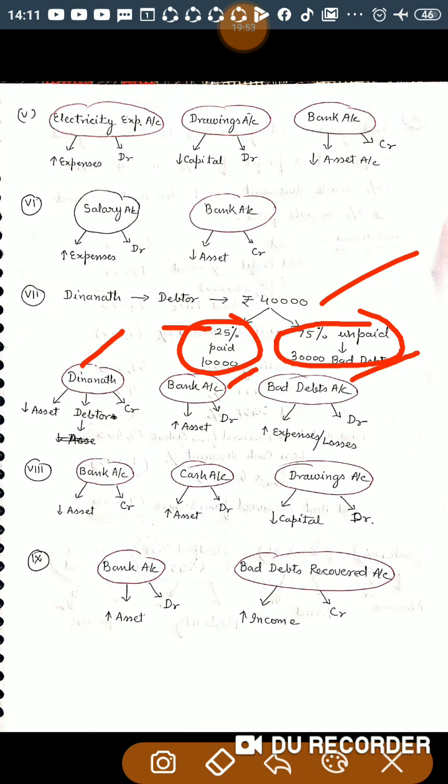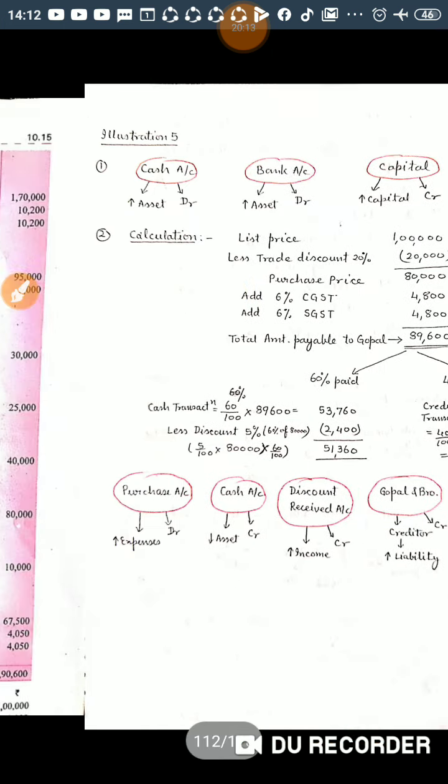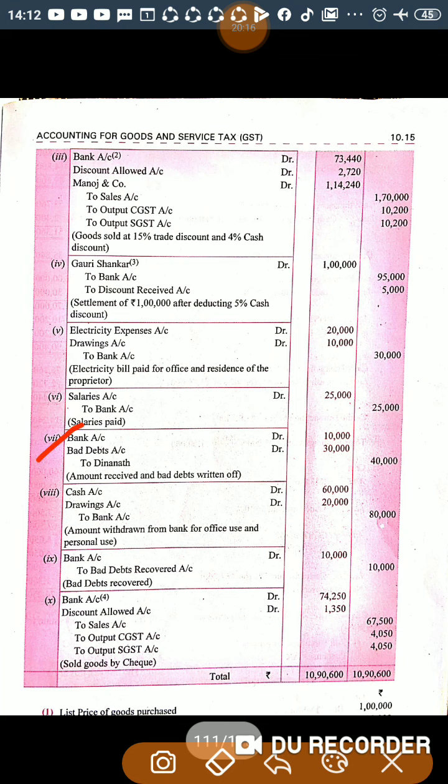Dinanath is a debtor, so right now it is decreasing, so it should be credited. Bank is an asset, it is increasing in the business, so it should be debited. Bad debt is an expense or loss and it is increasing in the business, so it should be debited. So the journal entry will be bank account debited with 10,000, bad debt account debited with 30,000, to Dinanath 40,000. This is again an item we have discussed: bad debt written off or bad debt recovered, we will not charge GST.